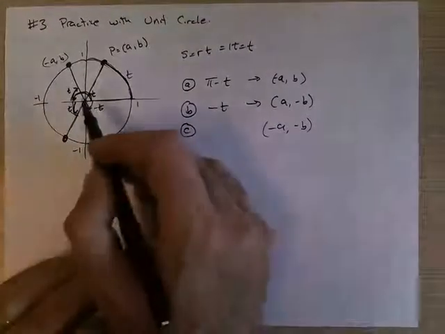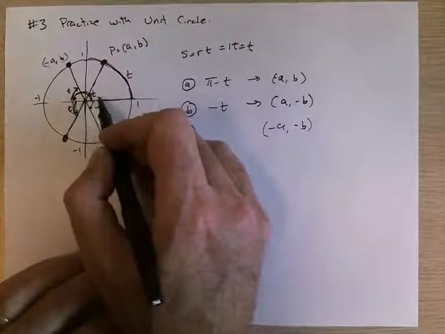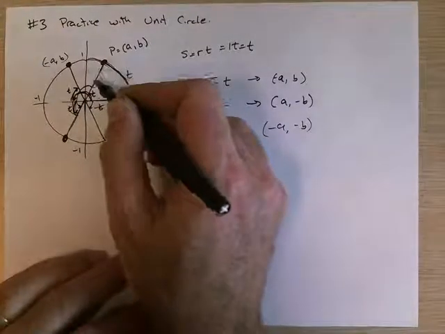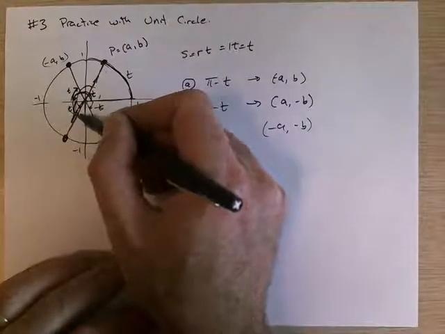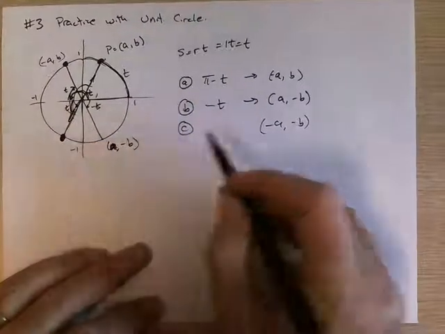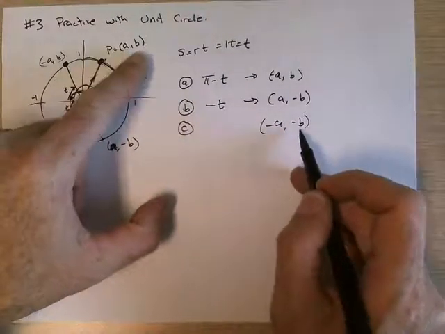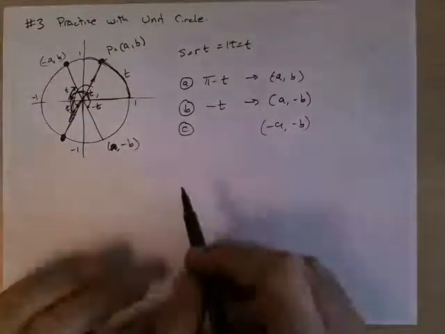Actually, that's interesting. I explained it as pi plus t, but you could think of it as t plus pi. And that way you can see you are pointing in exactly the opposite direction of t. If t is looking this way, then t plus pi is looking that way, and you're at exactly the negative spot, (minus a, minus b), on your unit circle. And lastly, D.